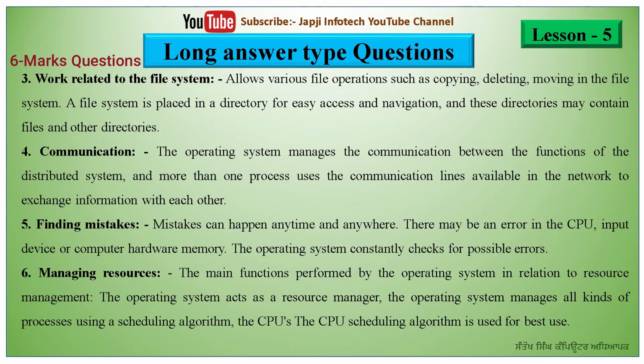And the sixth one is managing resources. The main function performed by the operating system in relation to resource management: the operating system acts as a resource manager. The operating system manages all kinds of processes using a scheduling algorithm. The CPU scheduling algorithm is used for their best use.